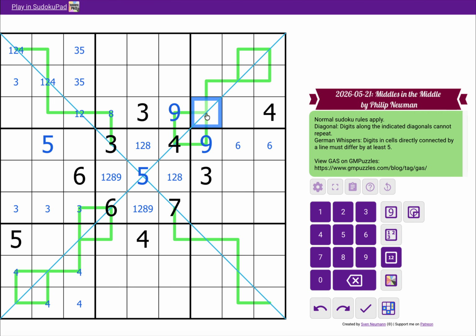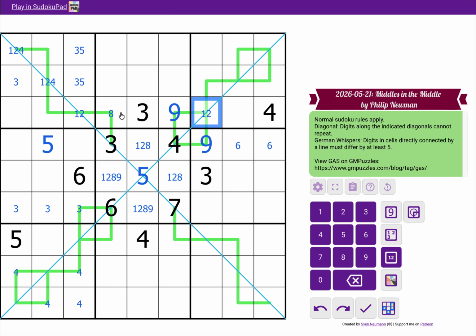Now, this can only be a 1 or 2. So it can't be 3, 4, and it can't be a 5. It can't be a 6 or 7. It can't be 8 because it's only a 1, 2. So this is a 1, 2 pair on the line. So 1, 2, 3, 4.